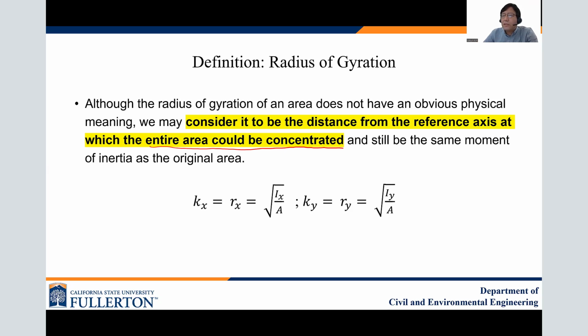Here is the equation for finding the radius of gyration. If you can find the moment of inertia, you can find it easily, because it is the square root of the moment of inertia divided by the area. So once you find the moment of inertia, it's not difficult. For the radius of gyration, some textbooks use k, and some use r.